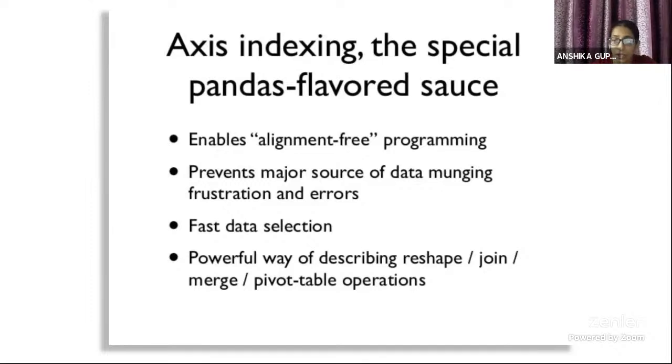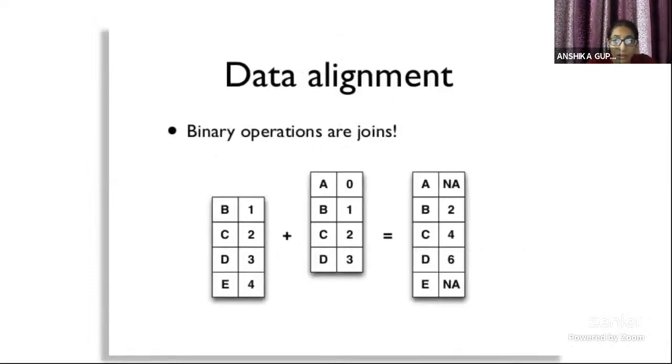A very good way to do that. Just remember your four points: reshape, join, merge, and pivot table operations. If you get errors in those, you have to describe your programs. Now, what happens when you do data alignment?